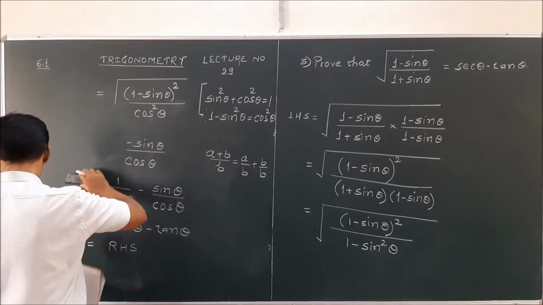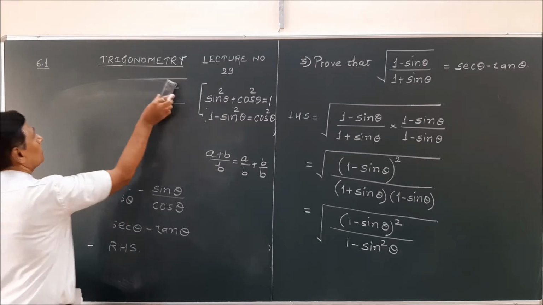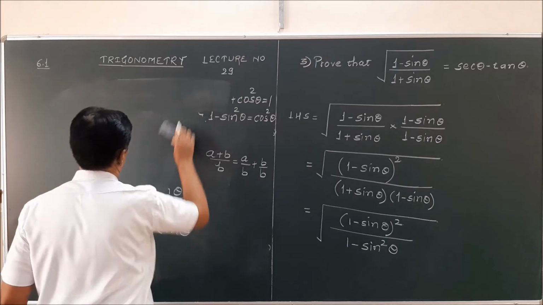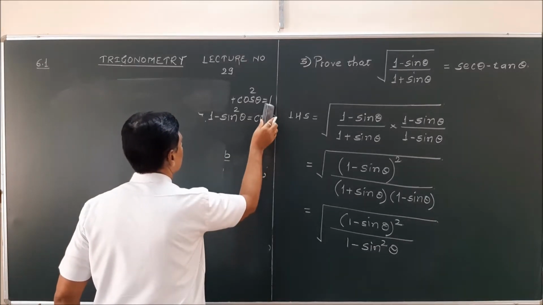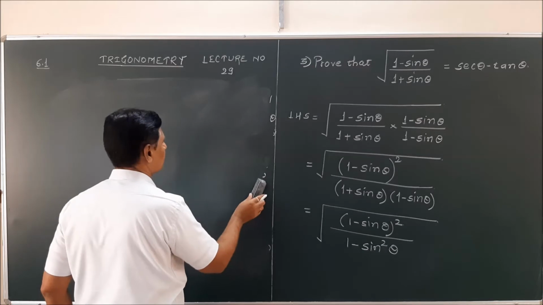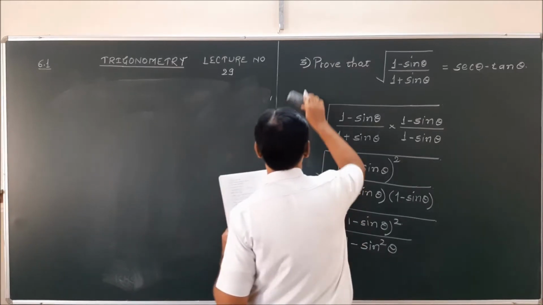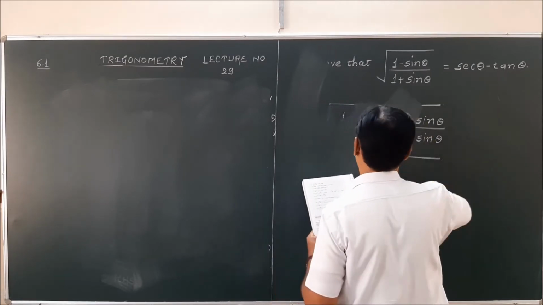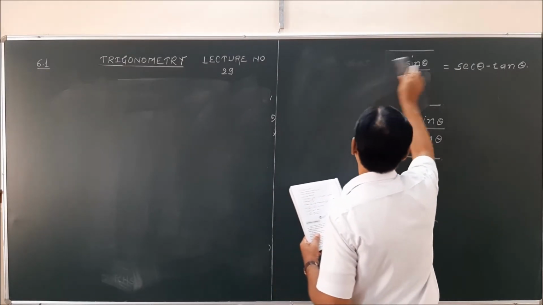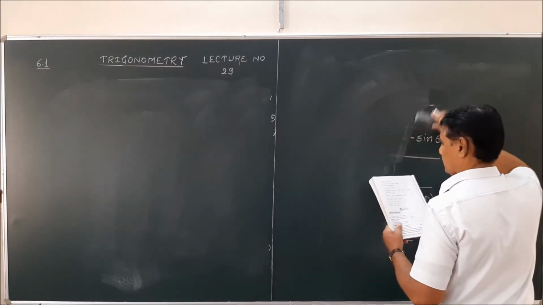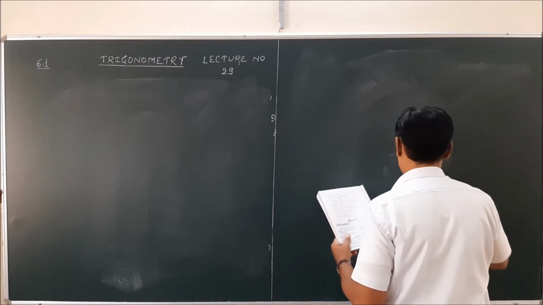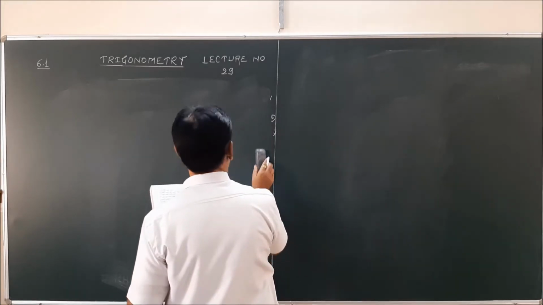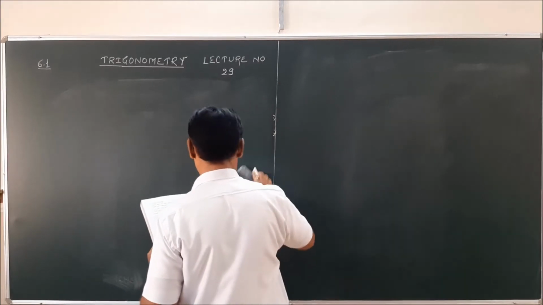Now let's do the fourth question. The fourth question of this is sec theta minus cos theta, into cot theta plus tan theta.